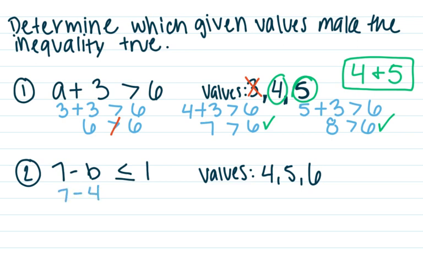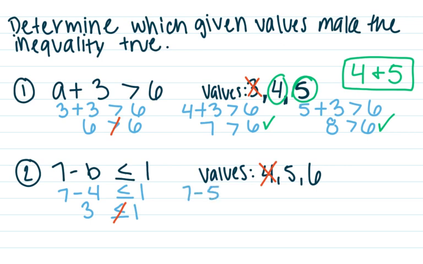7 minus 4 is less than or equal to 1. What is 7 minus 4? 3. Is 3 less than or equal to 1? So first of all, is 3 less than 1? No, it's not. Is 3 equal to 1? No, it's not. So 4 is not going to be one of the values that works here. Okay, let's try the next one.